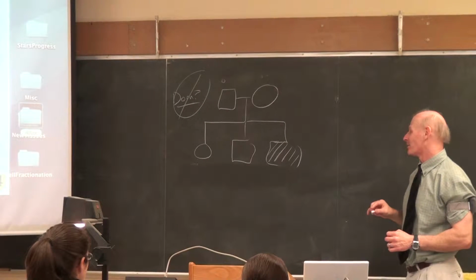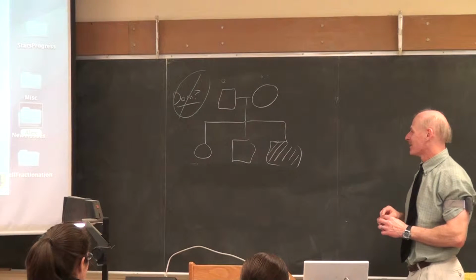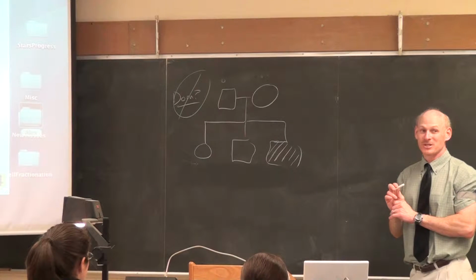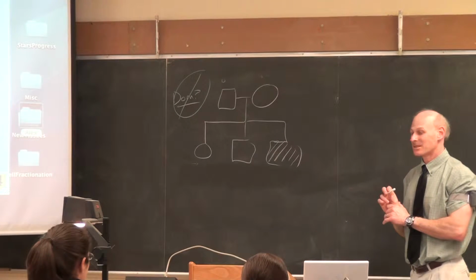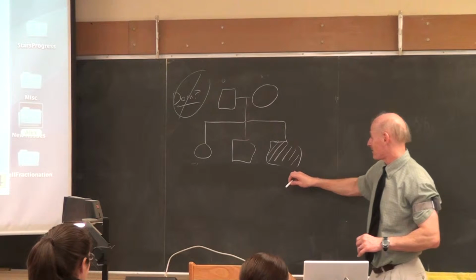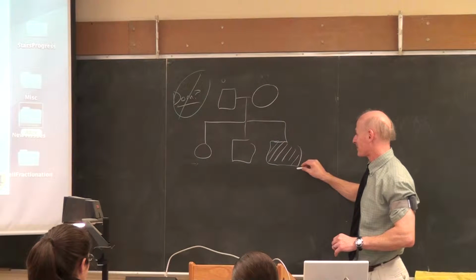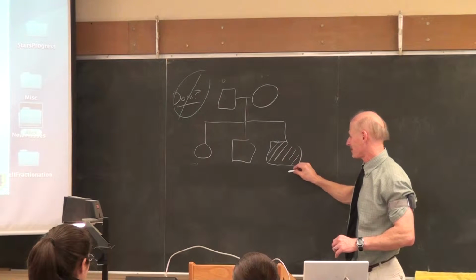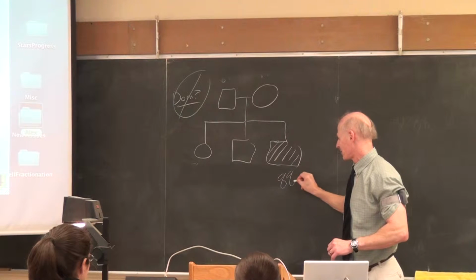Not the parents. Well, actually, I'm getting ahead of myself. Which one of the children do we know the genotype for sure? The disease kid, because if you have a recessive disease, what does your genotype have to be? It's got to be little q, little q.